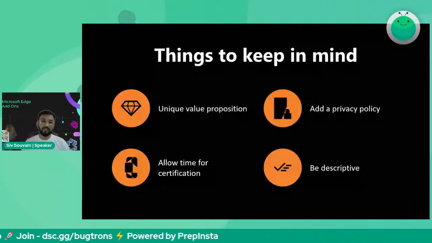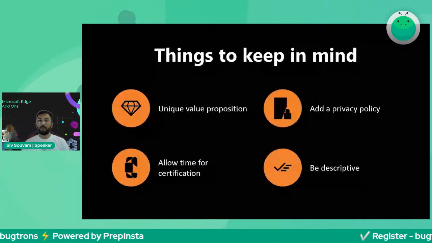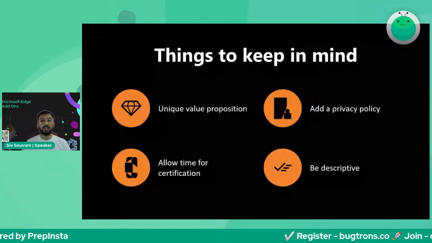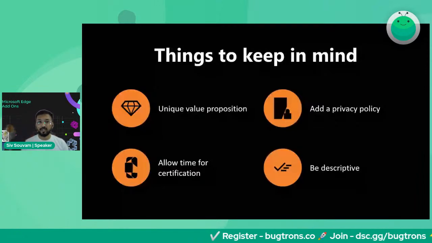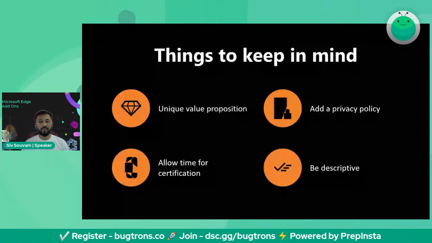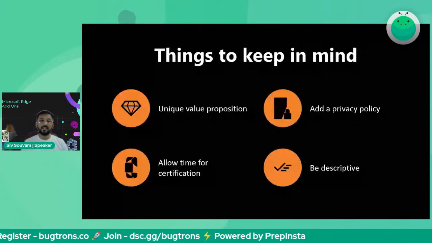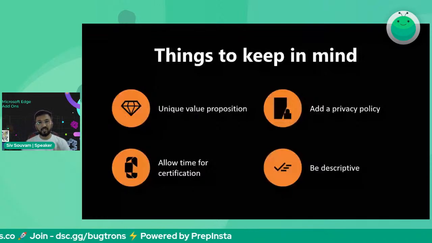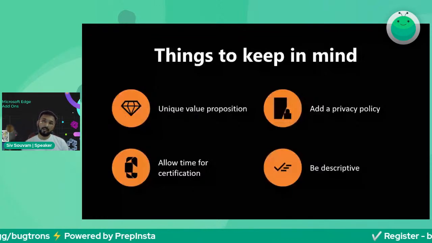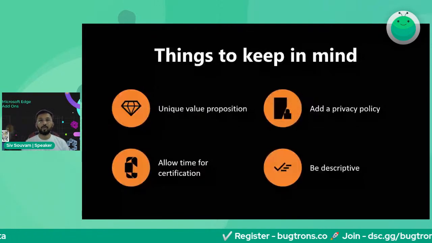Then allow time for certification. So once you are uploading your extension on Microsoft Partner Center, you allow us a time of 7 to 10 working days to provide you certification and give you a thumbs up to go and promote your extension to the world.